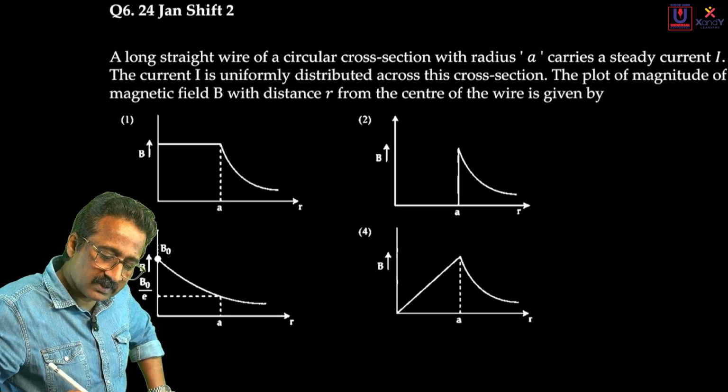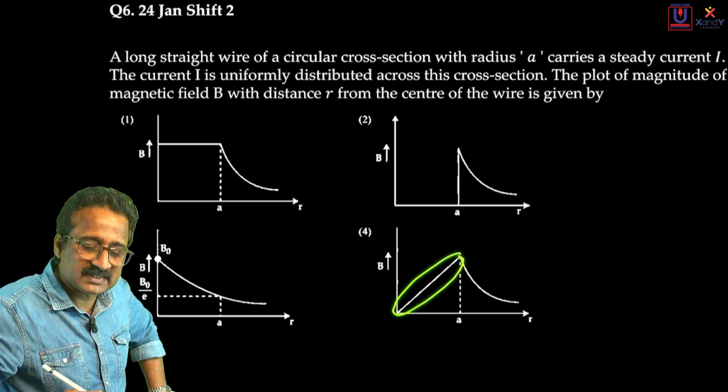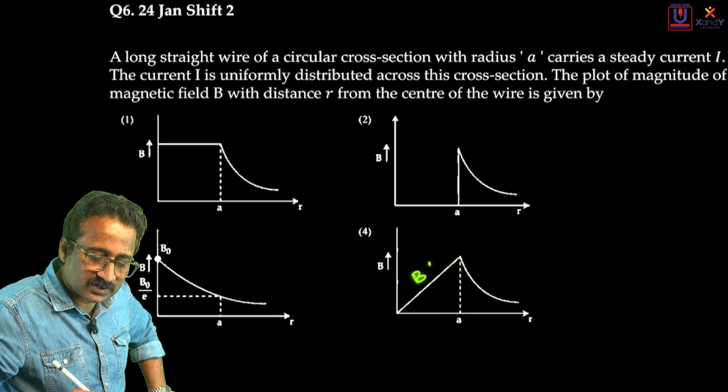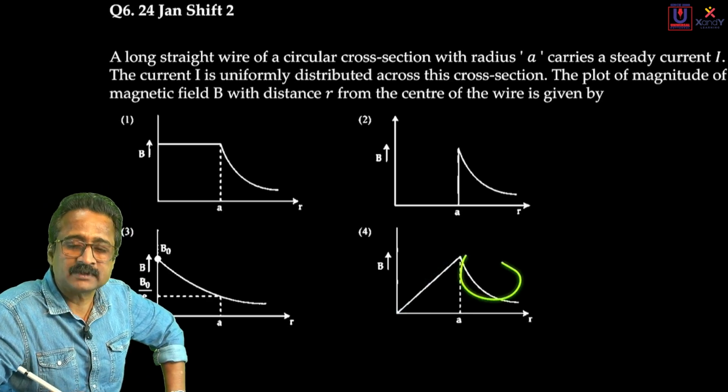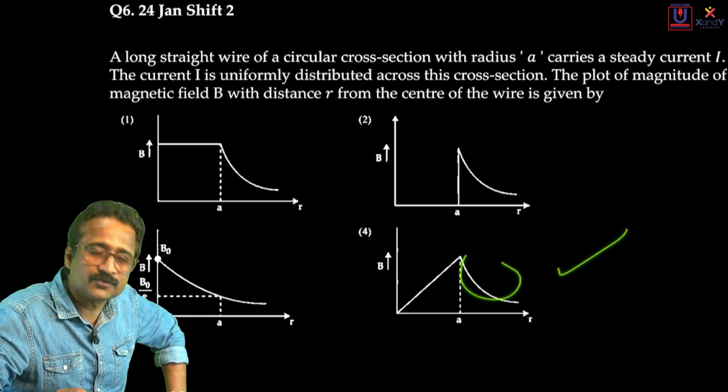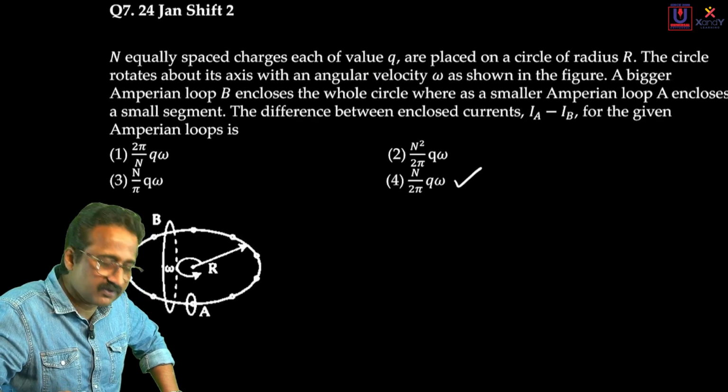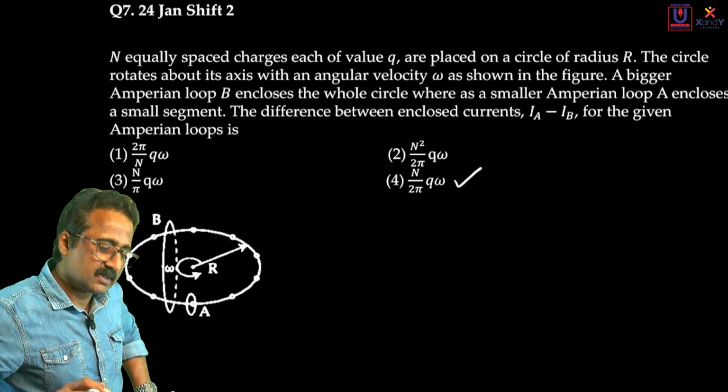Yes, this one, because in option 4, B is directly proportional, so that is a straight line. We know this graph. And B is inversely proportional to r, indicated by the nature of this curve. So we go with this. Option is 4. That was easy, and it doesn't require any explanation because we are familiar with that graph.